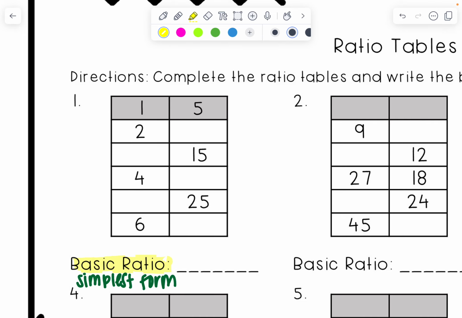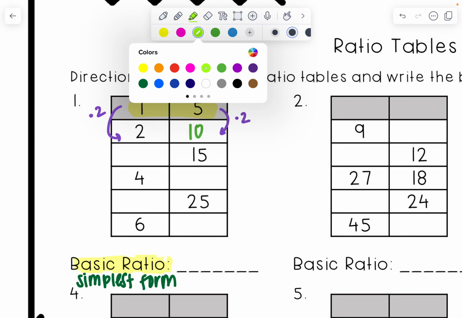So let's first fill out this table. In this table, I'm going to be using the completed ratios to figure out the uncompleted boxes. So for this first one, I have the completed ratio 1 to 5. So I can say, well, 1 times 2 gives me 2. Therefore, 5 times 2 will give me my missing value, which is 10.